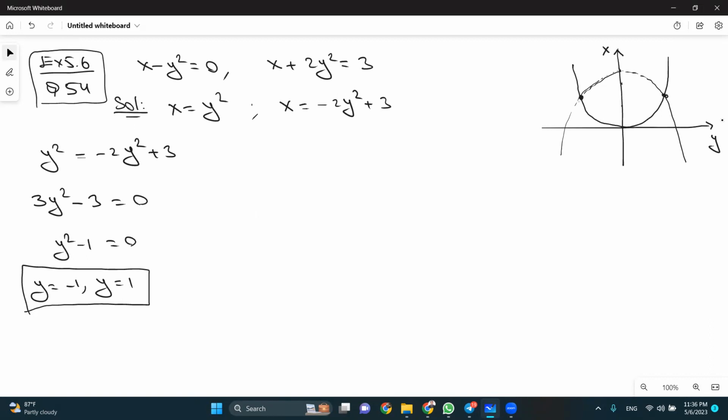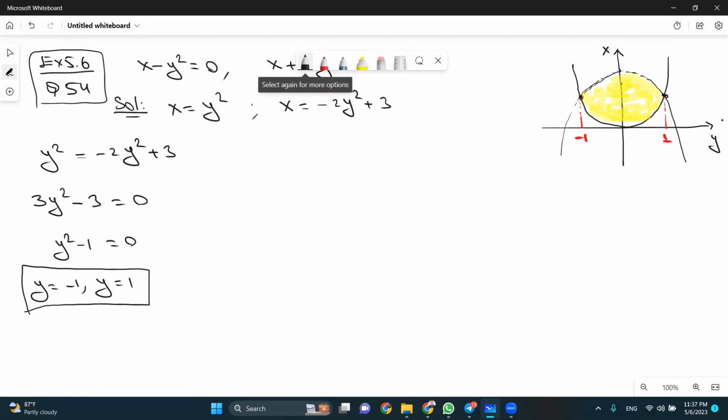So let me write here, that is negative 1, and this point is 1. So we are talking about this region, the intersection part. We have to find the area of this region.